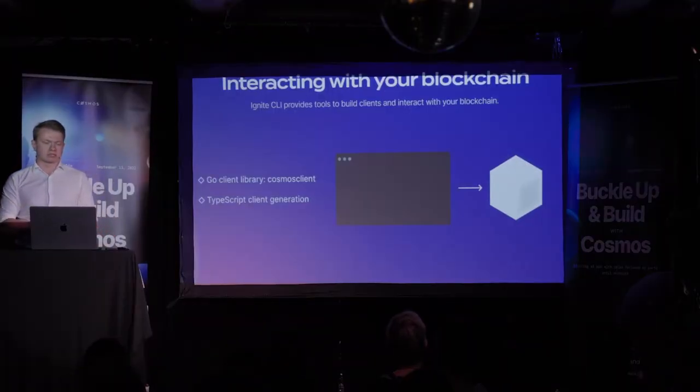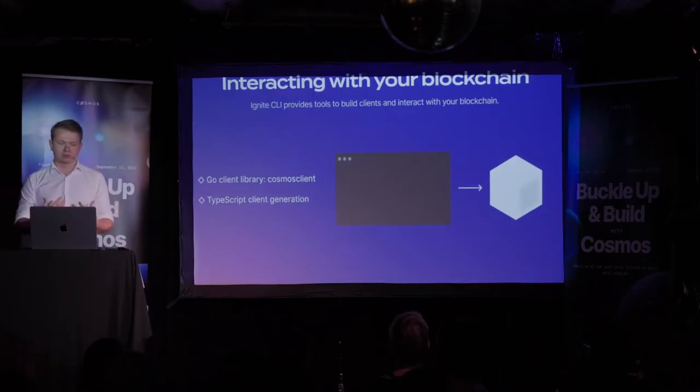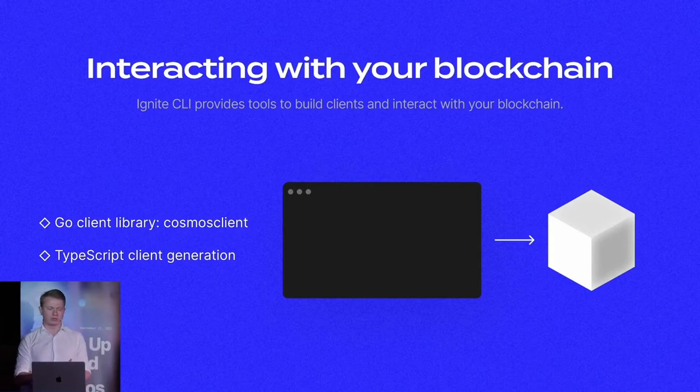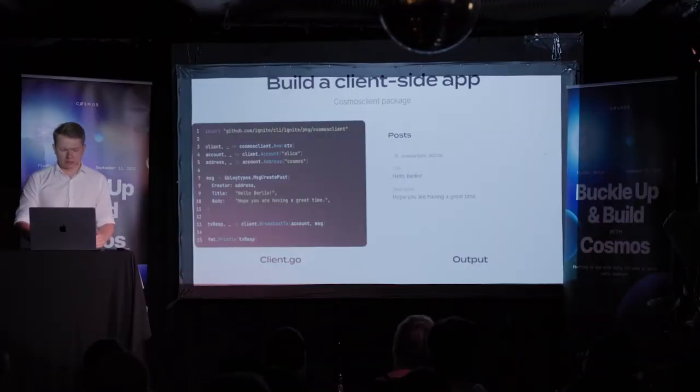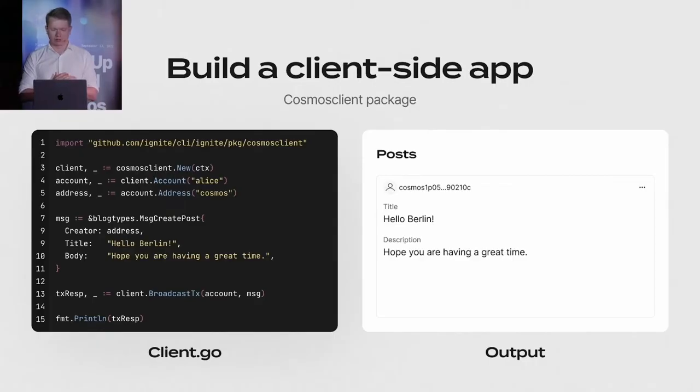So Ignite, as I mentioned previously, is not only for building blockchains, but also for interacting with blockchains, right? We have a Cosmos client library. If you're building an application in Go, you might want to use that. If you're building a web application, we have advanced TypeScript client generation. It automatically generates functions to broadcast transactions that contain messages specific to your blockchain. It simplifies querying the chain. So if you're building, and most likely you are building, a web app for your chain, that's a great tool to use. This is a very short example of what you would write if you wanted to use Cosmos Client. Very short and simple, and you get output on the right. Very easy to broadcast a transaction, for example, for a create post.